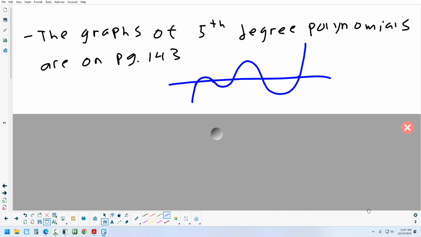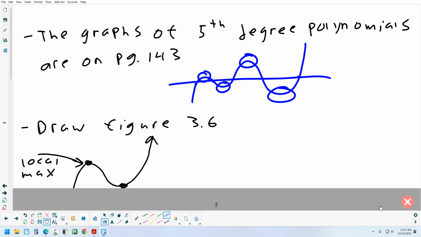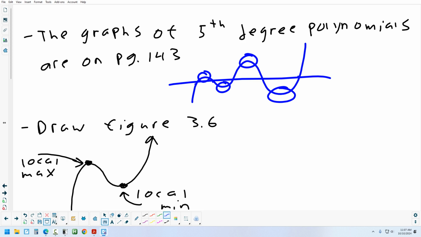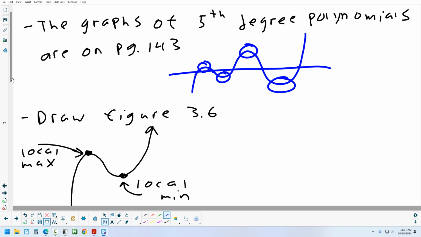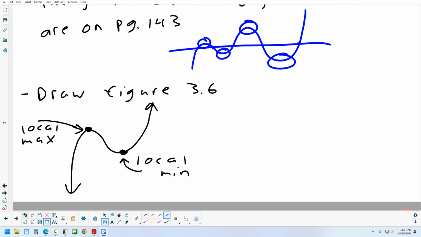Okay, so 5th degree gets a little bit more complex with the turns. But what I want to focus on is really these spots right here. So those spots are what we call local extrema. There's 2 types of local extrema. There's local minimums and there's local maximums. When we use the word local, that means in that area.